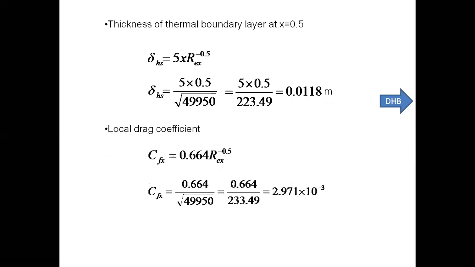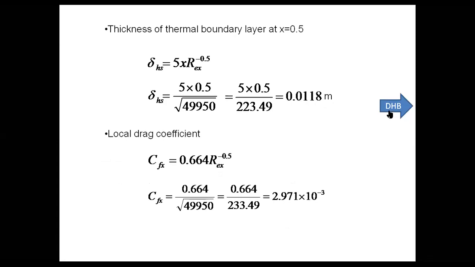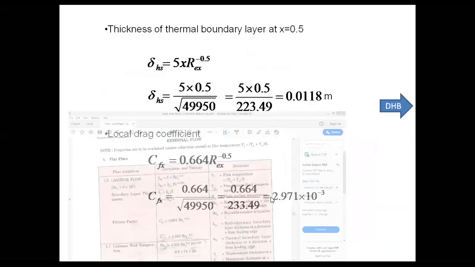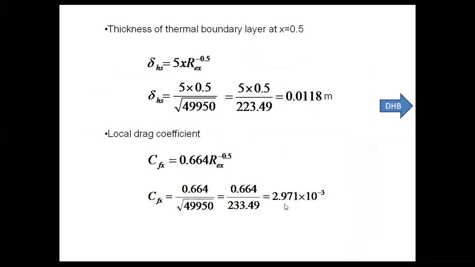the local drag coefficient. For the local drag coefficient, once again you have to go to the data handbook. The equation that you would refer to is the drag coefficient, the local friction factor, which is also known as the friction factor. Drag coefficient, friction factor, all the same name. So CFX is equal to 0.664 divided by the square root of REX. Okay. So this again I substitute here. I find out CFX to be 2.971 into 10 to the power 3.